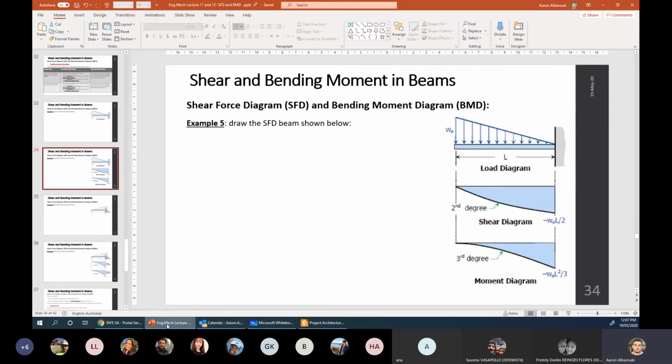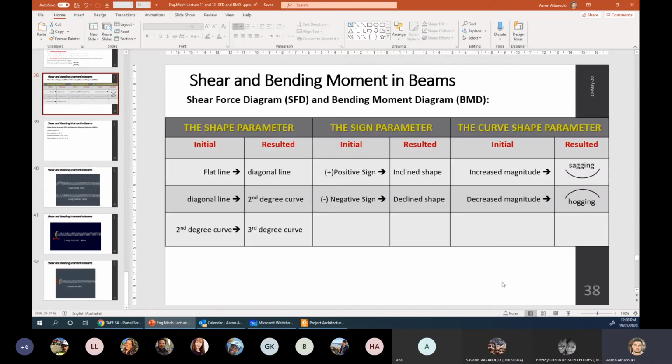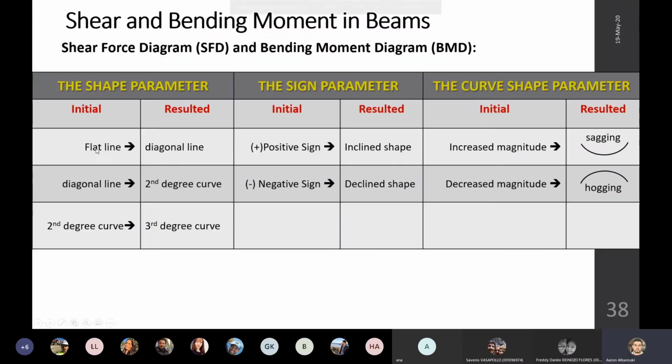So just to go back before I ask you, Freddie, a question, our first rule is only the shape. The flat line or the horizontal line will produce a diagonal line. The diagonal line will produce a second degree curve. Second degree curve will produce a third degree curve. Freddie, did you have a question?